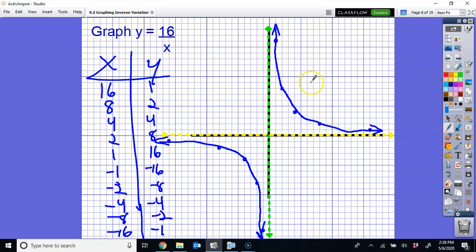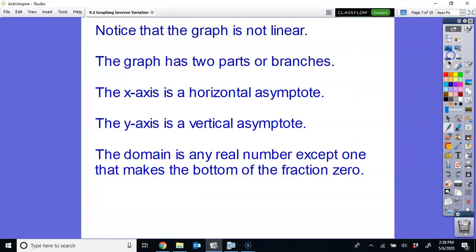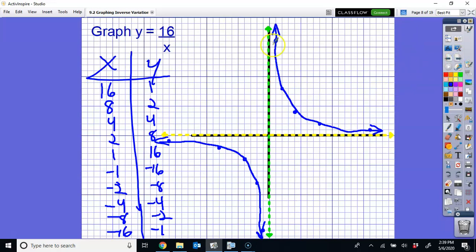Notice that it's in quadrant 1 and quadrant 3. So the graph is not linear, obviously. The graph has 2 parts or branches. The x-axis is a horizontal asymptote. The y-axis is a vertical asymptote. And the domain is any number except one that makes the bottom of the fraction 0. We can't plug in 0 on the bottom because that is undefined. So it creates these branches in quadrants 1 and 3.